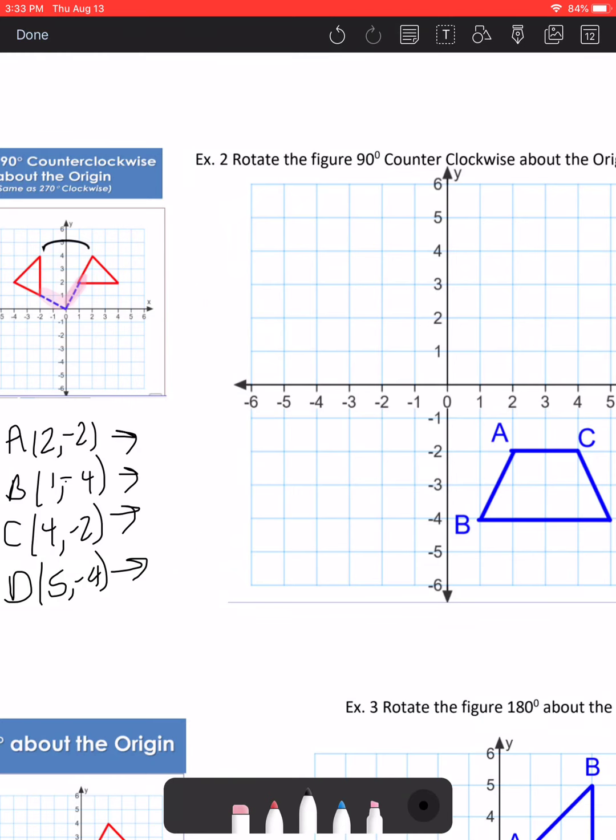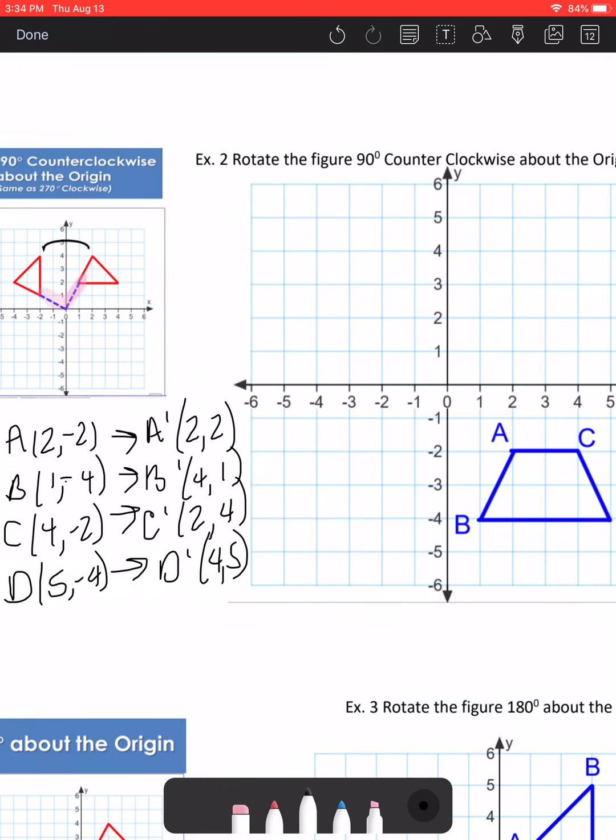Don't forget our rule says that x and y swap positions, but y is negated. Therefore, A prime is going to be (2, 2). B prime is going to be (4, 1). C prime is going to be (2, 4). And D prime is going to be (4, 5).